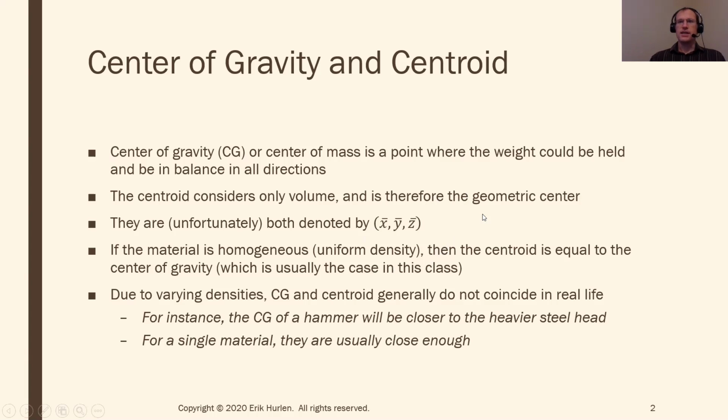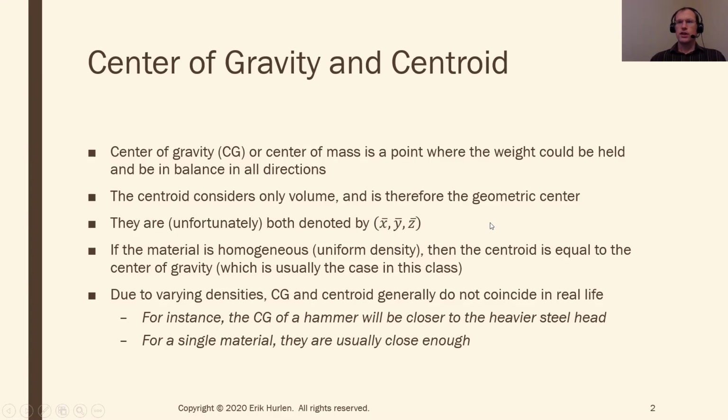As opposed to that is the centroid. So the centroid doesn't worry about balance, anything like that. Centroid is purely geometric. Centroid is just where is the center. So you may have noticed on my pencil, center of mass wasn't exactly at the center. But the centroid is the geometric center. Now, a lot of times they're both denoted by the same thing. So in this textbook, it's called X bar, Y bar, and Z bar, and that's for both the center of gravity and the centroid.